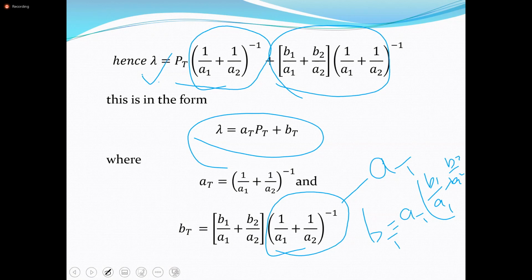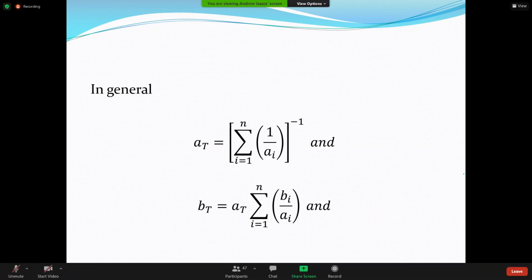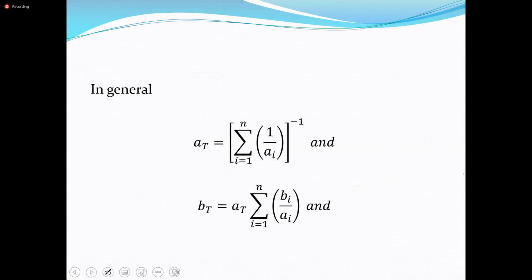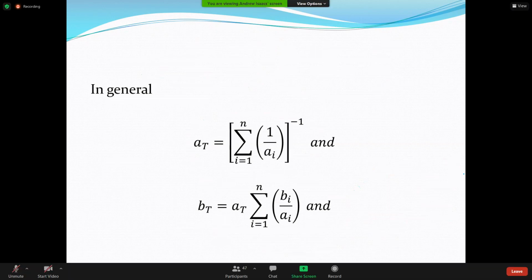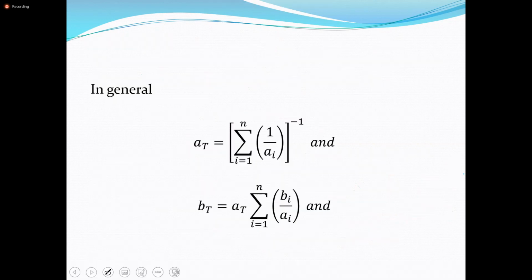So generally, the general expression is therefore that AT is equal to the sum from n to 1. This, of course, is if we have n units on a plant. All right, so for a plant of n units, AT is given by that expression, and AT and BT are given by these expressions. And then we are going to go into a question. It's 12 minutes after. Yeah, I think we can go through 2 questions here.